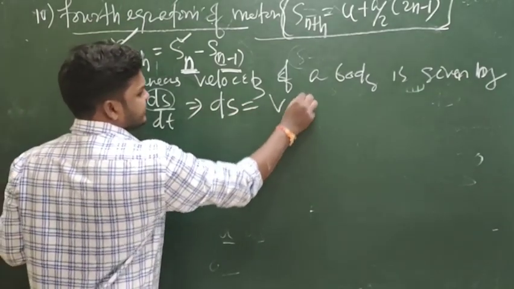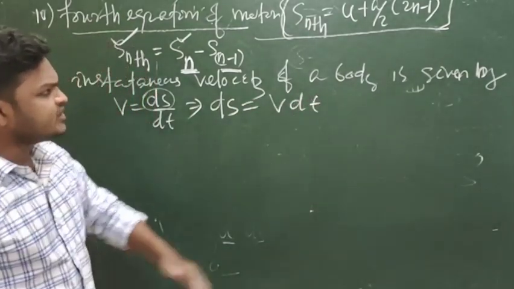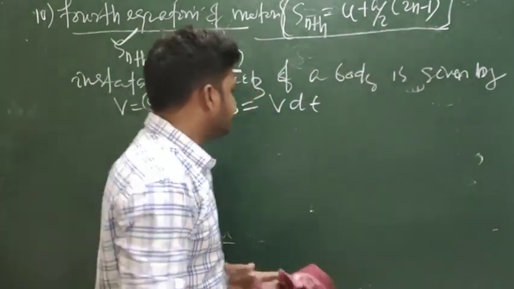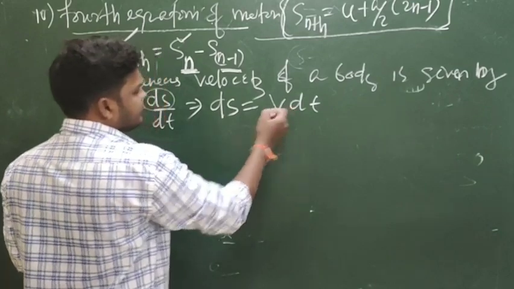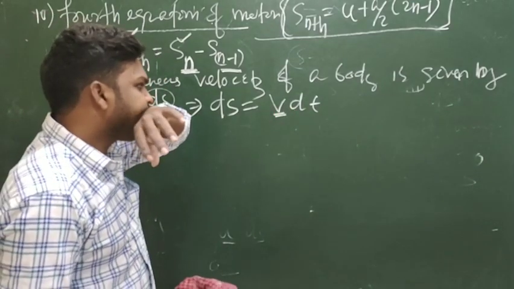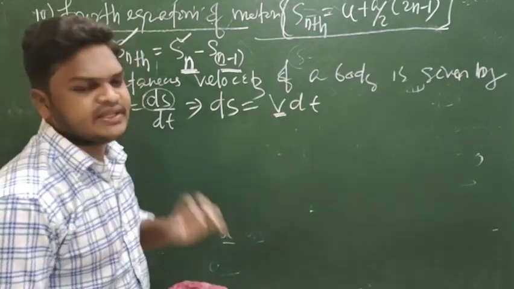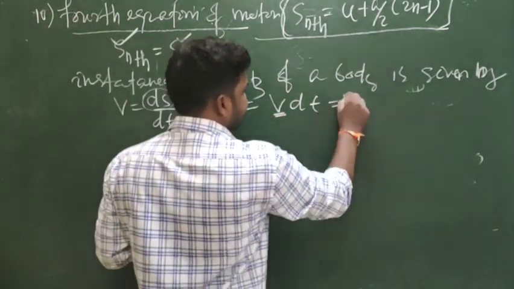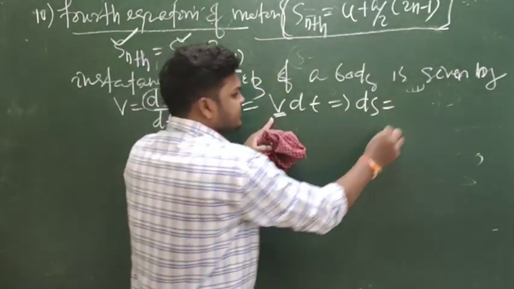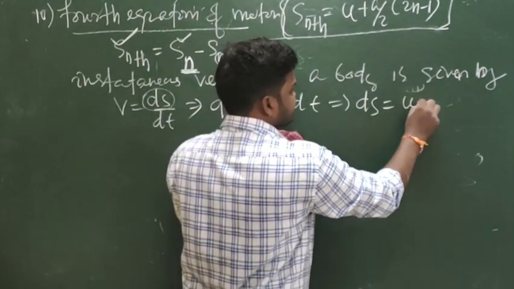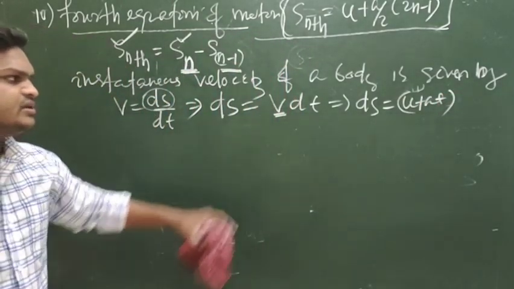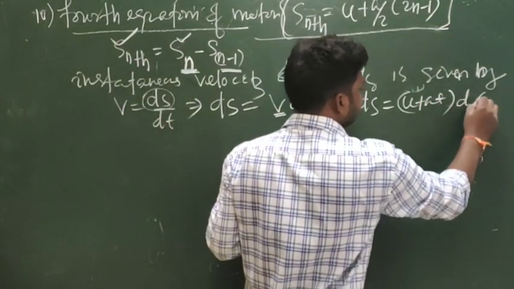When displacement is separated, ds is equal to v into dt. In this formula also a is introduced and n, meaning time, is introduced, so we want to bring the time in instead of v. Then ds is equal to, instead of v, we can use v is equal to u plus at, and dt is dt.